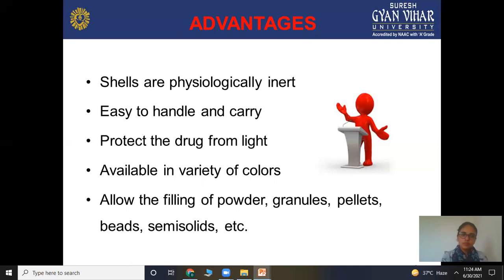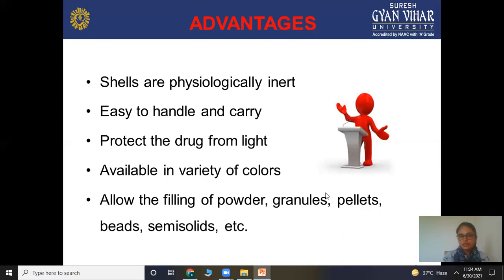And next is easy to handle and carry. It is not required to take more precautions or conditions to handle, store or carry. You can easily handle or carry the capsule when we compare it with some other formulations. So this capsule is very handy and protects the drug from direct sunlight or light. Because your drug is inside the capsule, filled in this shell, it does not require any protection or light-protected condition, because your drug is already covered with the gelatin shell.